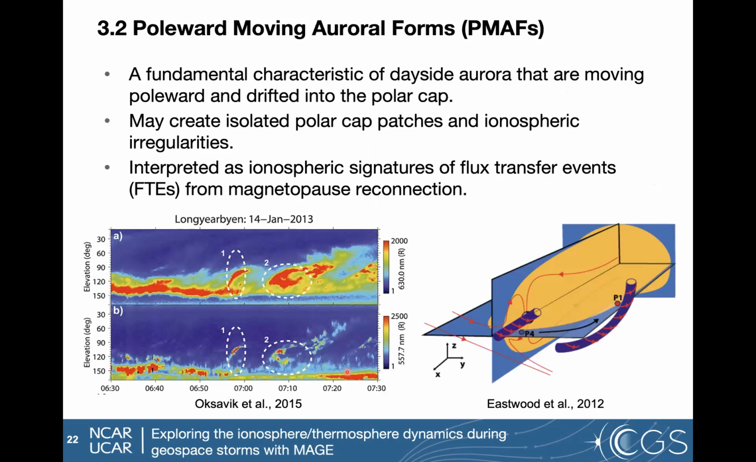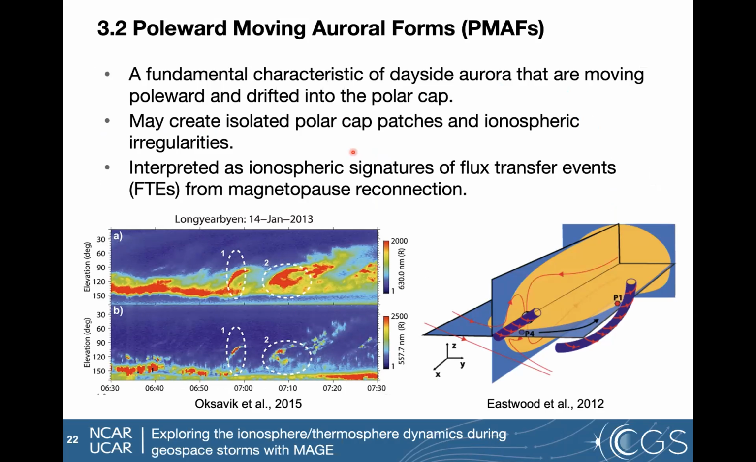So as we follow the plasma flow in SAPS, now we are in the day side and right about to enter the polar cap. So let's just take a pause because there is an important process here in the day side aurora, namely the poleward moving auroral forms, also known as PMAFs. PMAFs are regarded as a fundamental characteristic of the day side aurora.